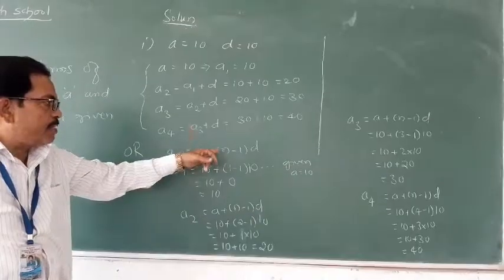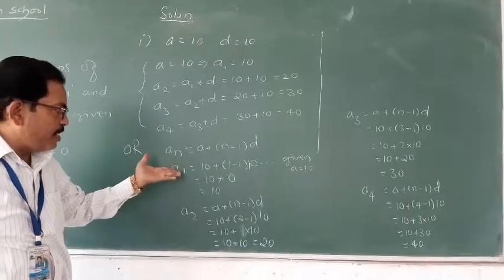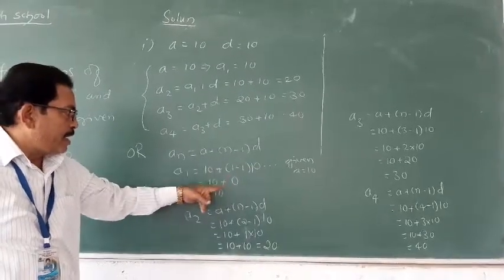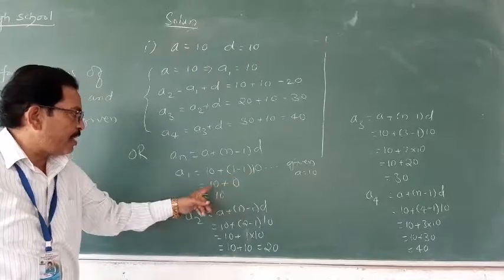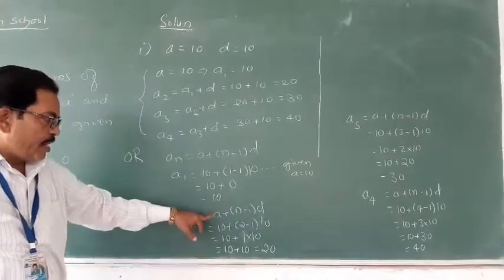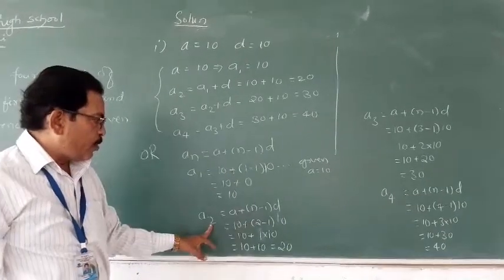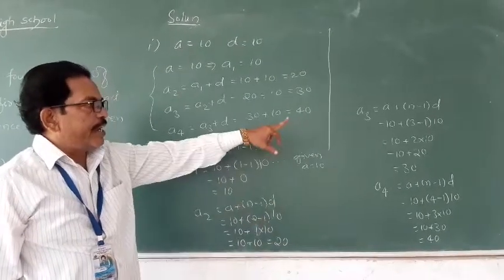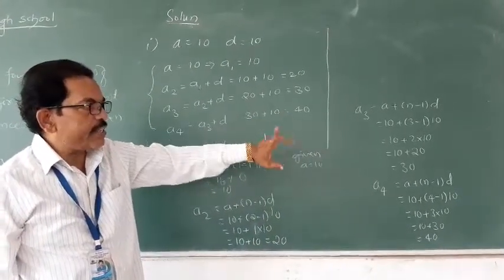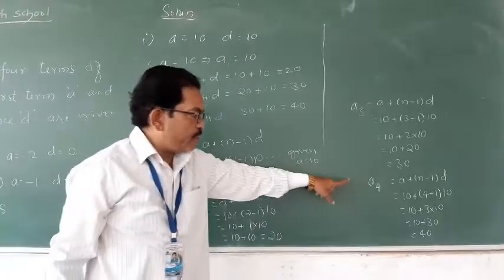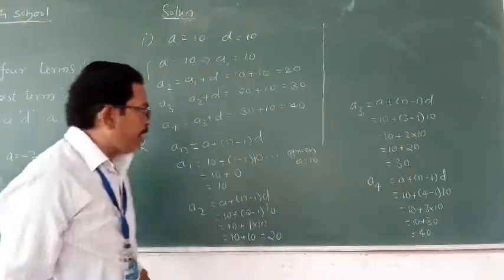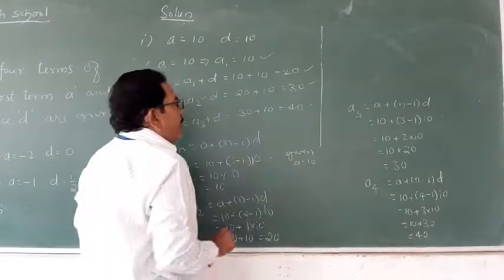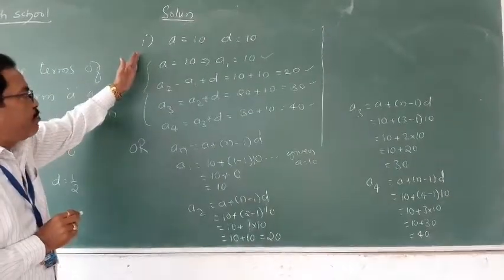This is also a useful one, but you have to apply the formula: An equals A plus (n minus 1) into D. A1 we have simply calculated, that is 10 plus (1 minus 1) into 10, that is 0, so A1 is 10. Then A2, n means 2, that is 2 minus 1, that is 1 into 10, 10, that is 20. Then A3, the value of n is 3, we got 30, then A4, the value of n is 4, we got 40. Whatever answers we got in both cases are similar. So any method you can use. This one is very simple, you can use it.